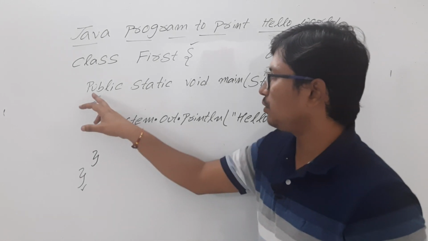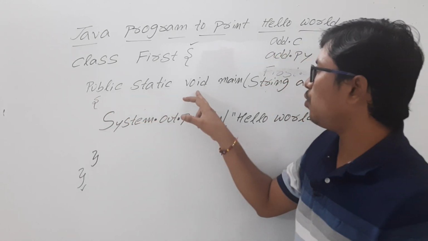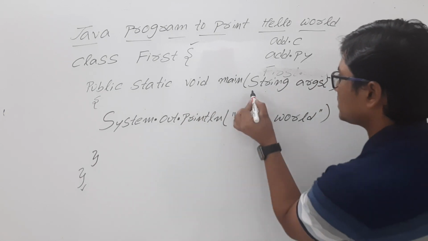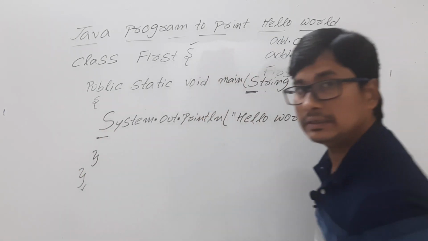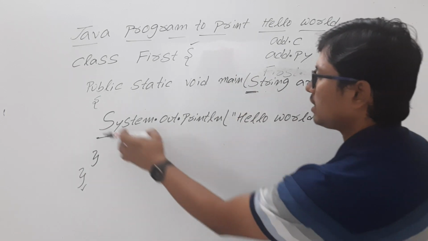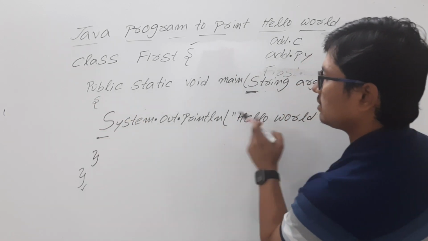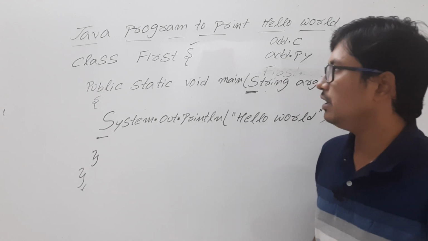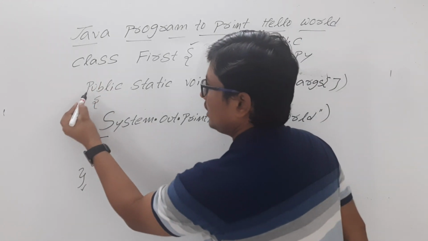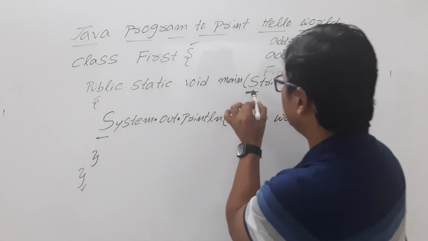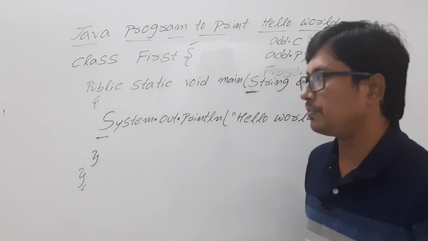Now look here, you have public, static, void, main. Here S should be capital and here also S should be capital. String args, and within the braces you are providing System.out.println. Now let me discuss each keyword. Public: here public P should be small, only S, and this S should be capital letters.